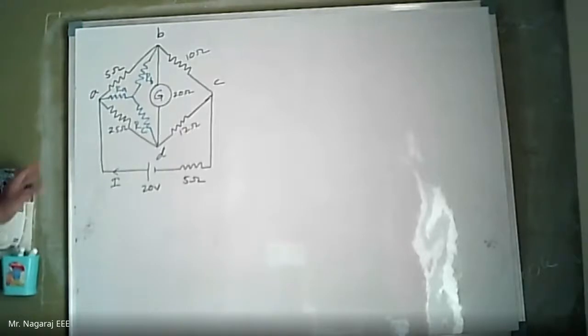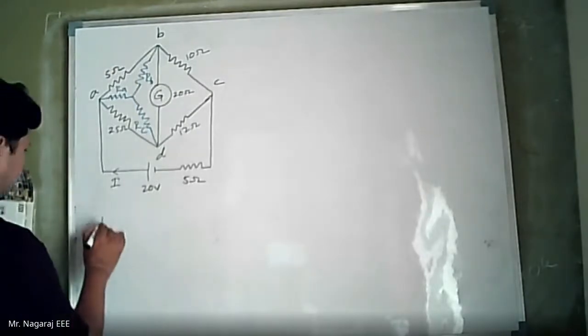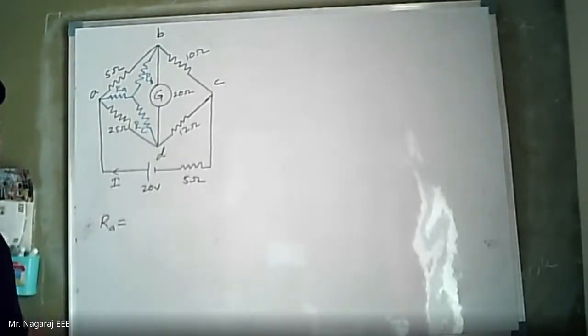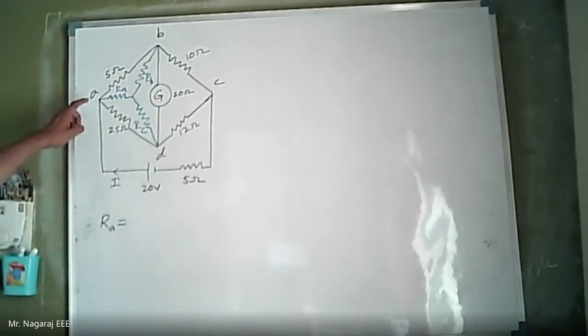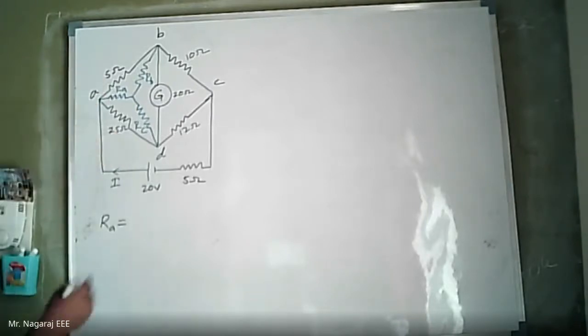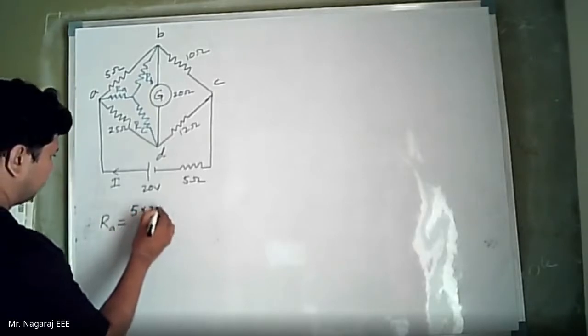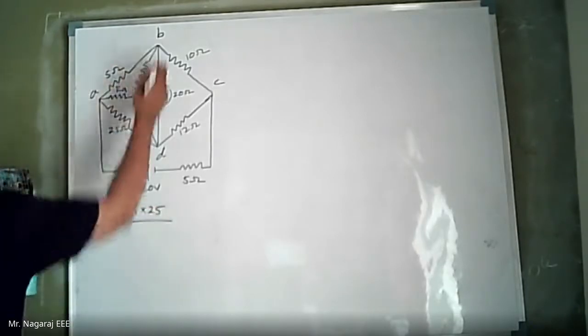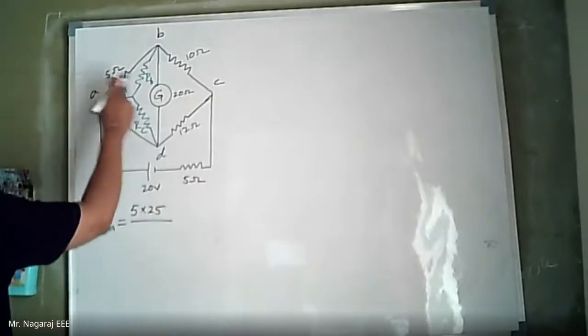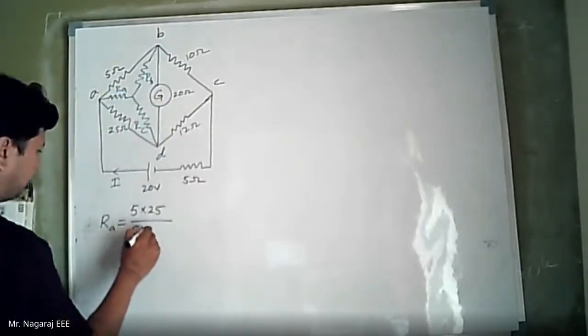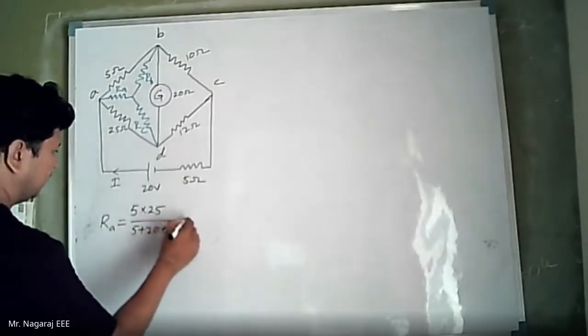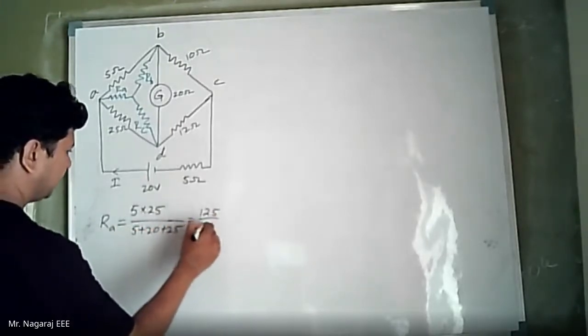Now I will not write the formula. I will simply write the values directly. So RA is equal to the product of the two resistances connected to terminal A, that is 5 ohm and 25 ohm, divided by the sum of the three resistances in delta, that is 5 ohm, 20 ohm and 25 ohm. So 5 plus 20 plus 25. So this is 125 divided by 50.